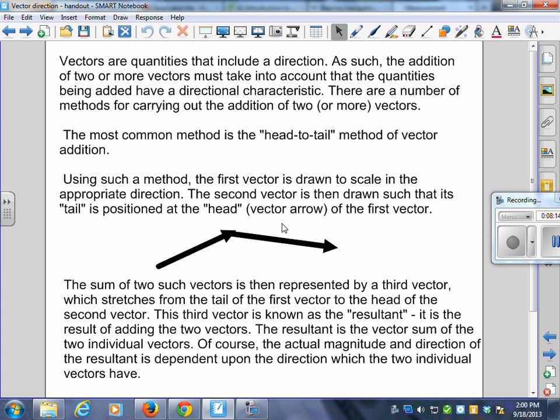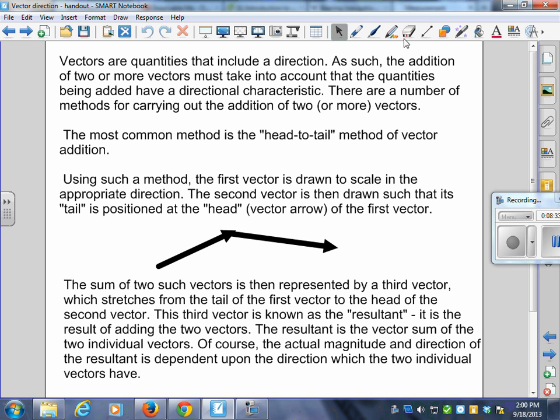Vectors are quantities that include a direction. As such, the addition of 2 or more vectors must take into account that the quantities being added have a directional characteristic. There are a number of methods for carrying out the addition of 2 or more vectors. I will give you the easiest to start with.